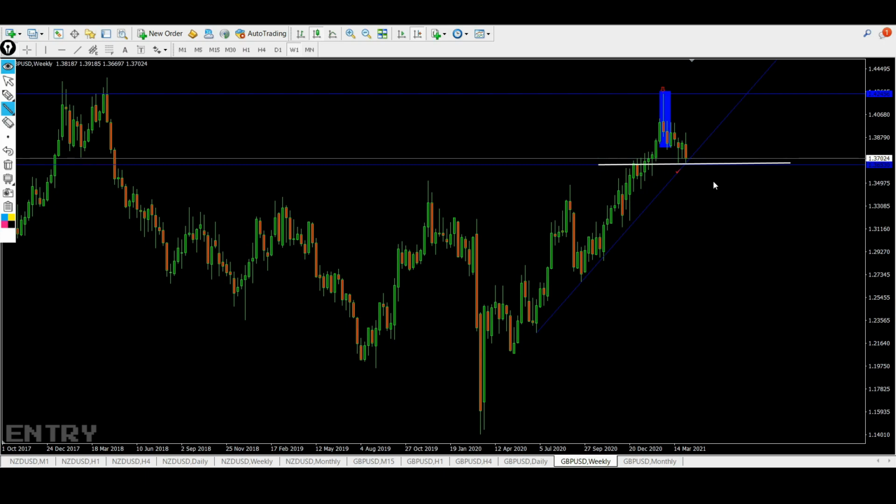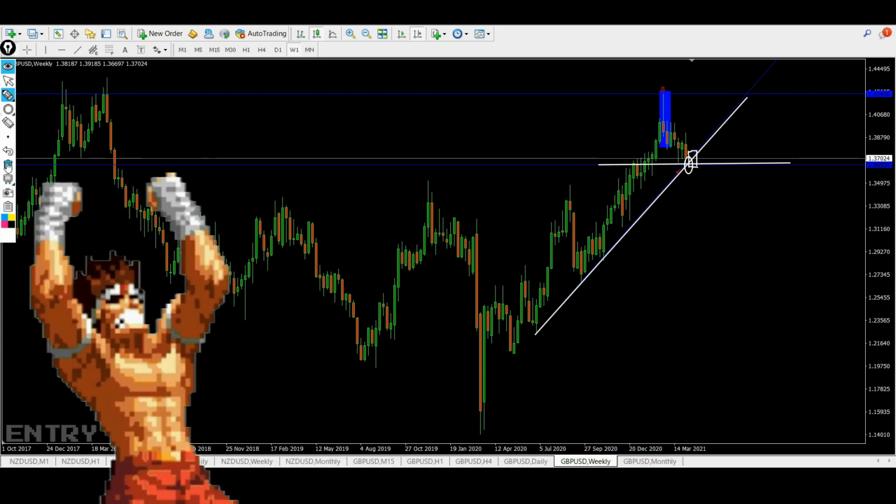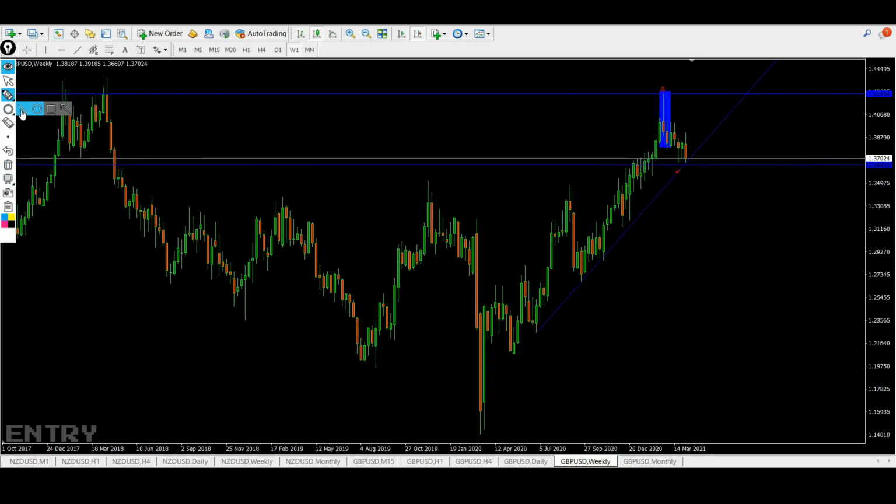Now another possible level we should be looking at is this trend line from this pivot to this pivot. Now we could see that there's a nice confluence of these strong trend lines right at this level. So when price reaches this level right here, it is possible that a long trade will form.